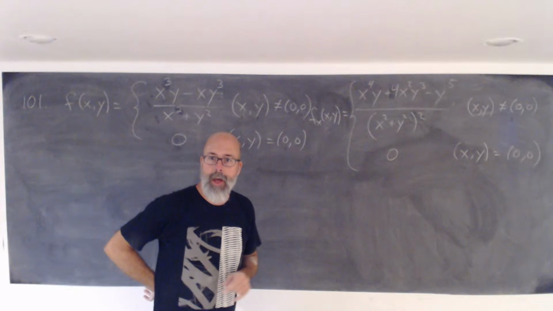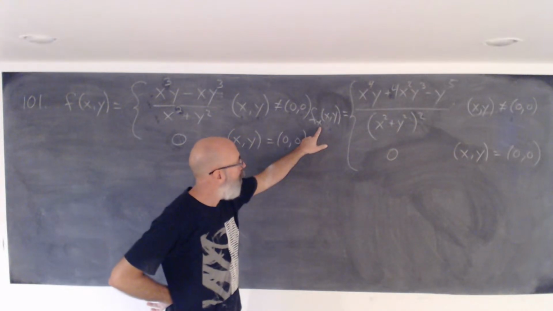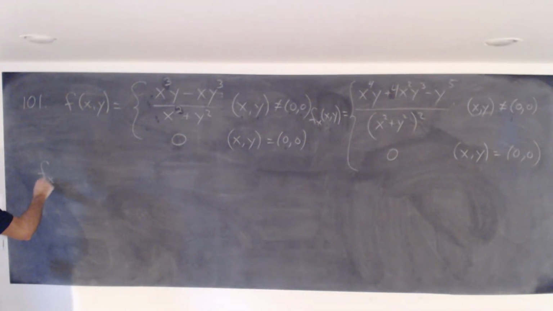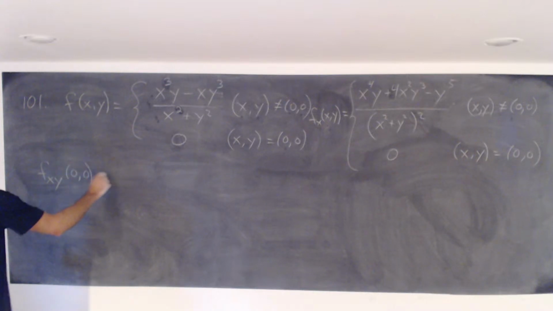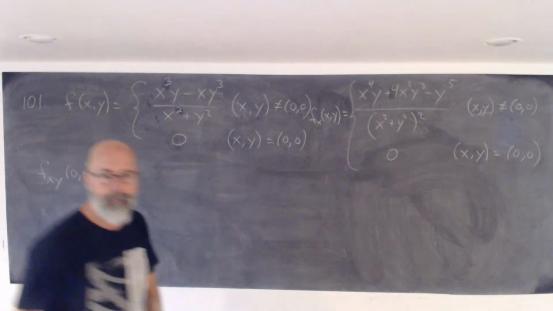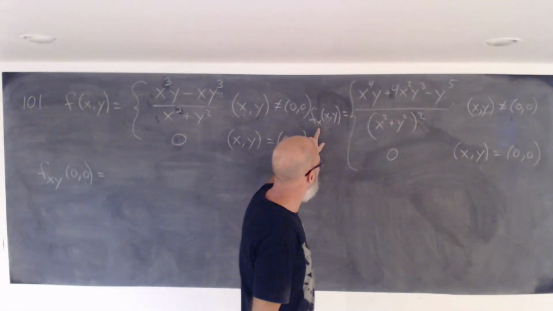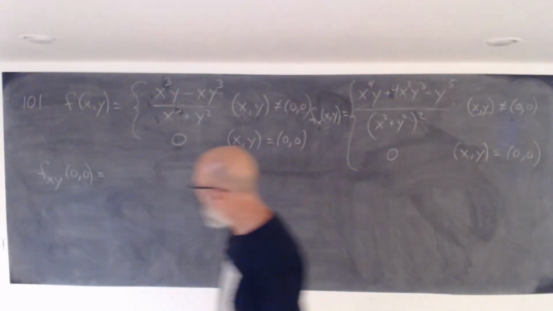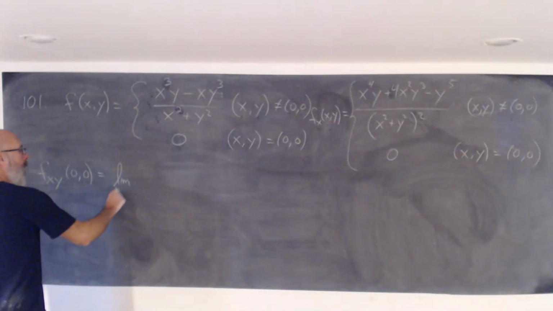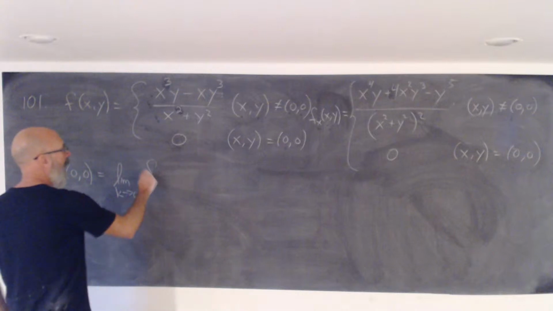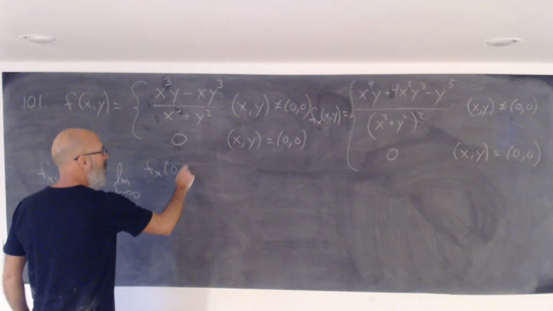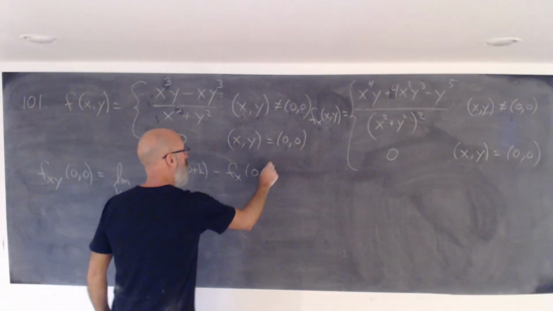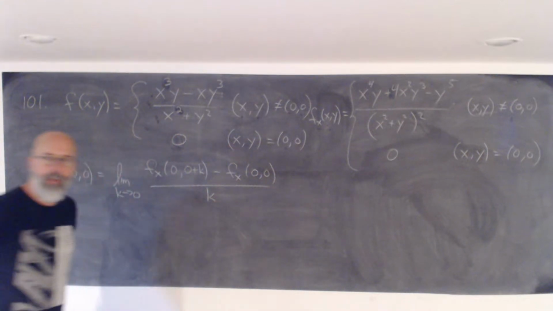Now that we have the partial derivative of f with respect to x, let's work out f of xy at the origin. And again, the partial derivative of f with respect to x is a piecewise defined function. So we again have to resort to the limit definition. This is the limit as k goes to 0 of f sub x of (0, 0 plus k), minus f sub x of (0, 0), over k.